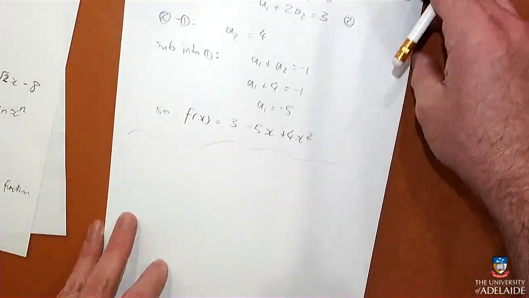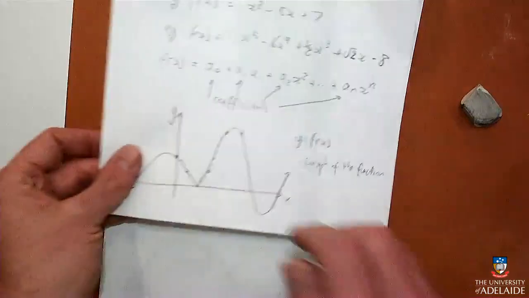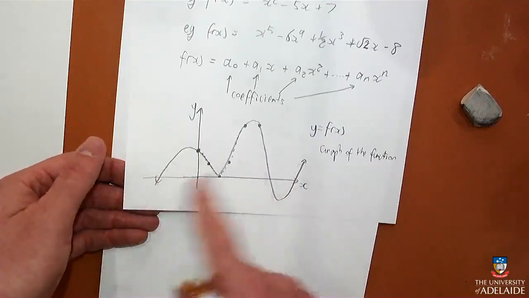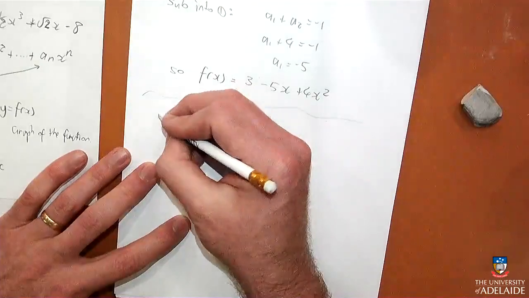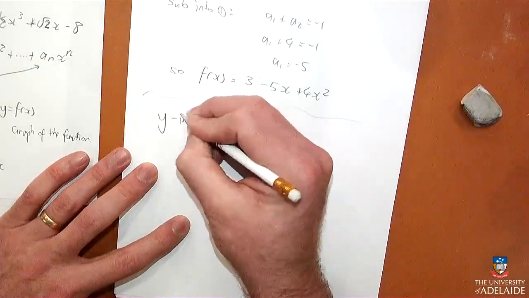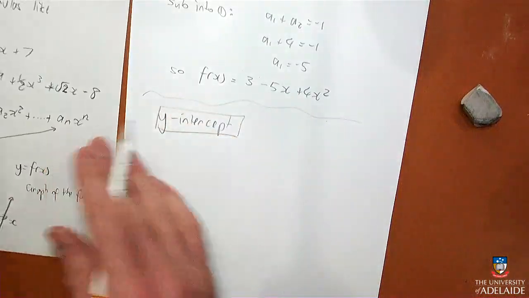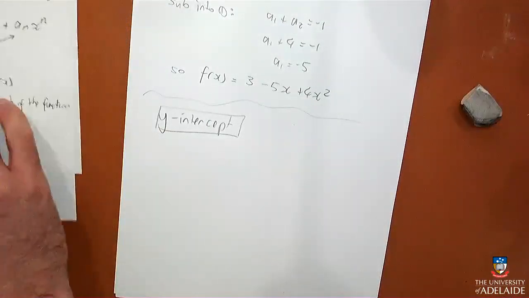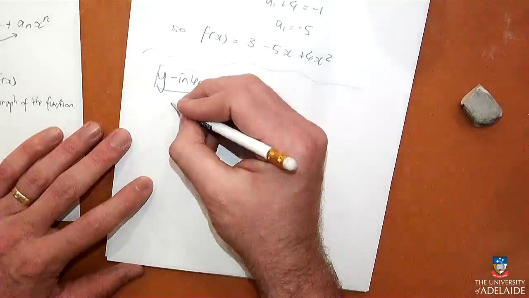There are some very special points on the graph that we need to mention, which are the y-intercept and the x-intercepts. So the y-intercept is the place where the graph crosses the y-axis. And it's important when you're drawing a rough sketch of something like this to be able to find out where it is. So the y-intercept is where the graph cuts the y-axis.